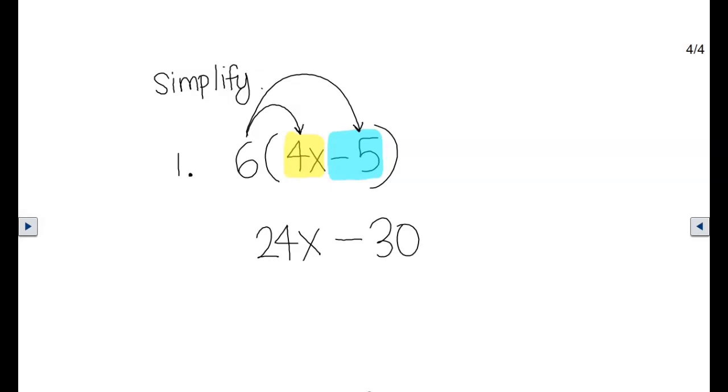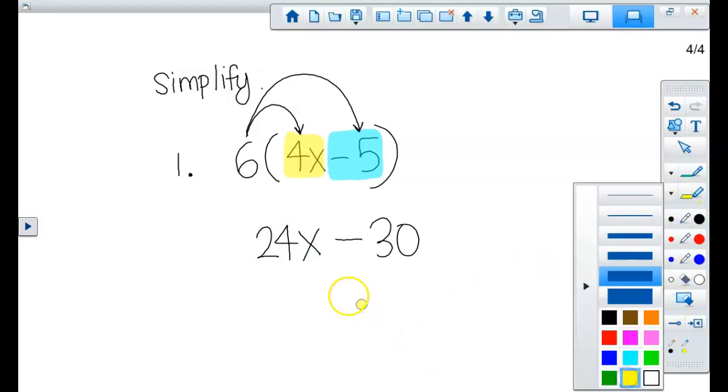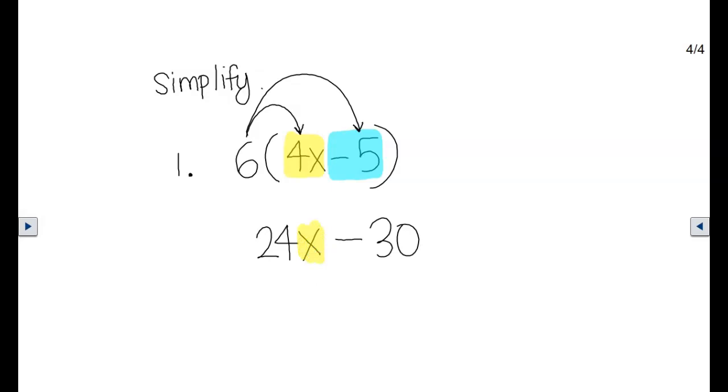Step 2 is to combine like terms if necessary. Now notice here I only have 2 terms: 24x minus 30. Now, are they like terms? Well, to decide, I look at the variable part. So the variable part for this term is an x. So I'm going to highlight that. The variable part for this term is an x. That's all he has, is just an x.